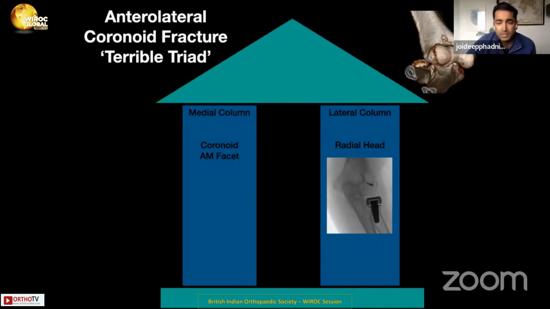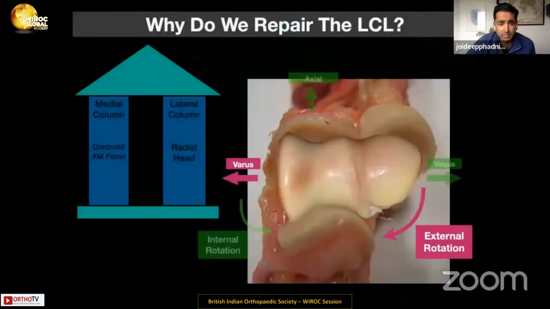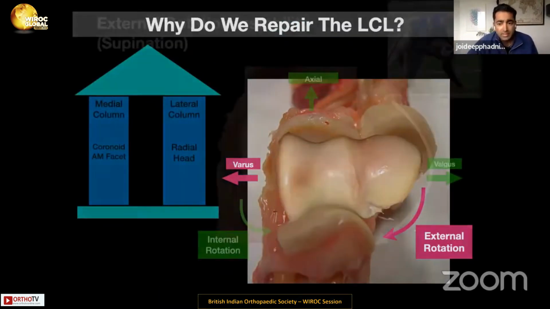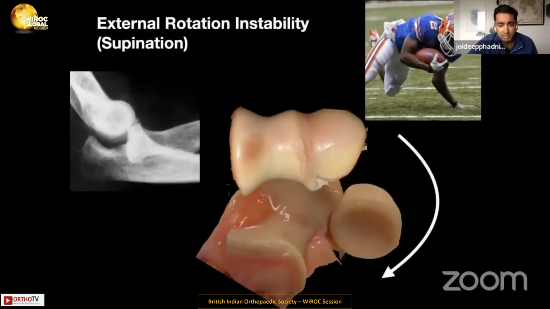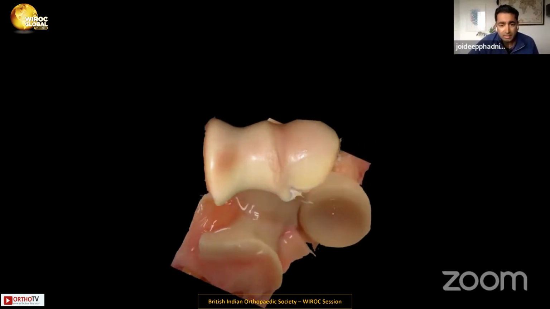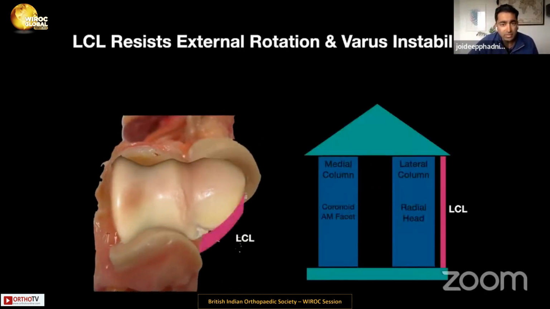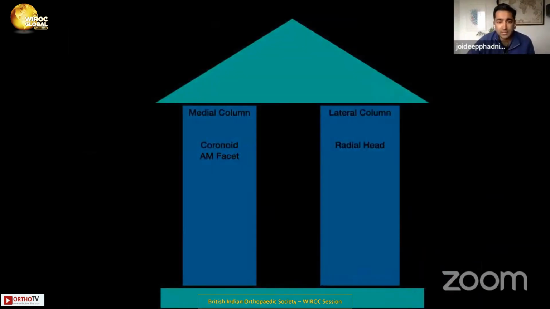So you might think, why do we emphasize the lateral ligament in repair? Well, this is a two-dimensional image, and we have to think in 3 dimensions. Remember that the lateral ligament is important for external rotation or supination instability. If you're thinking in the axial plane, we have to repair it to restore the rotatory stability of the joint, and the lateral column to restore the coronal plane stability.